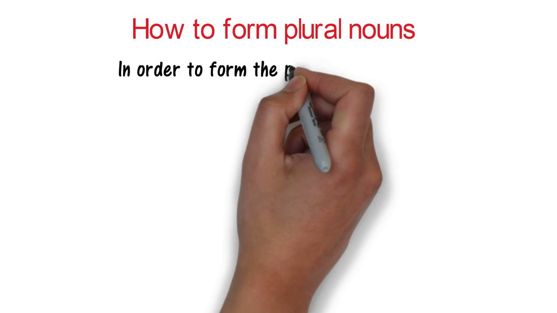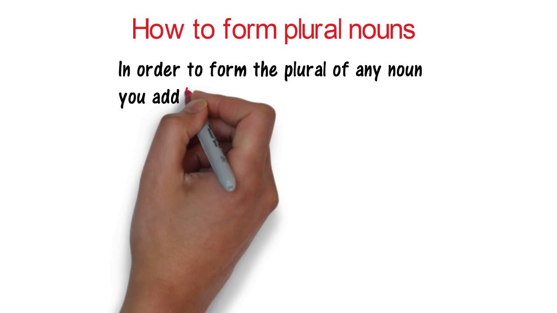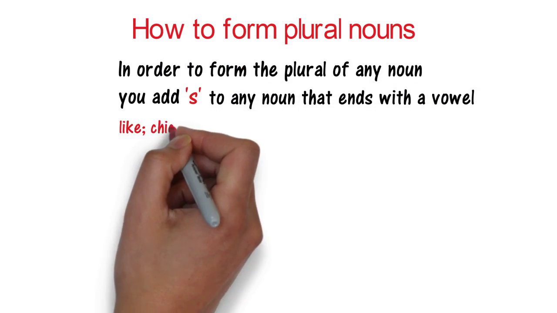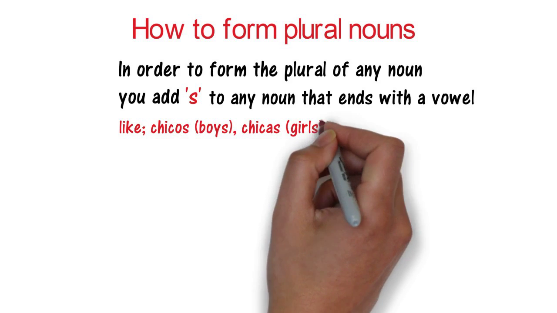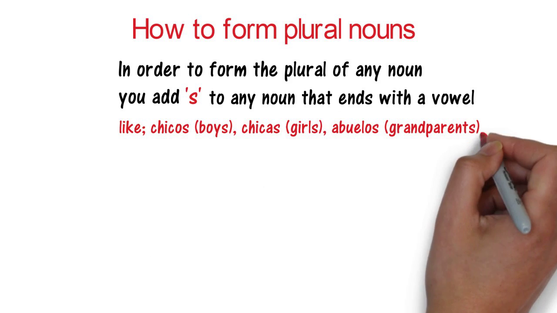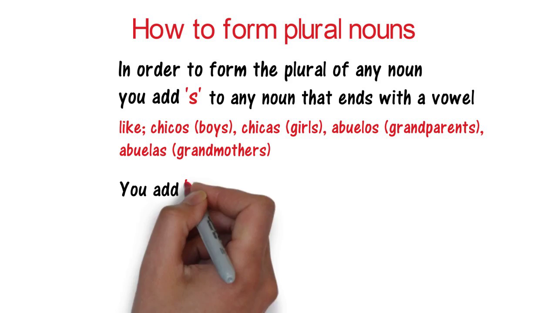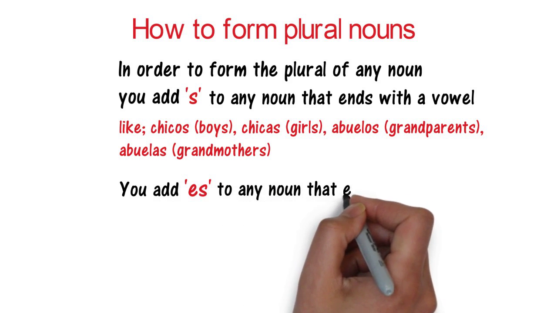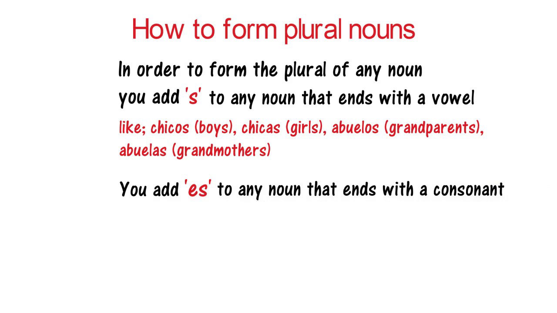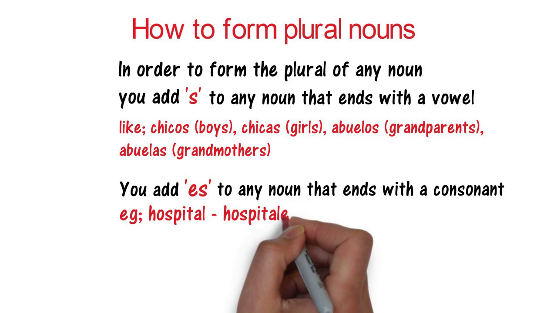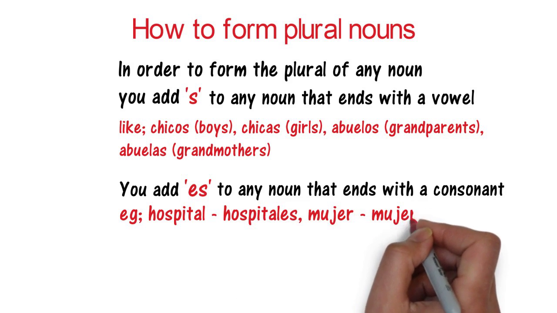In order to form the plural of any noun, you add S to any noun that ends with a vowel, like chicos or chicas, abuelos or abuelas, and you add es to any noun that ends with a consonant. For example, hospital becomes hospitales and mujer becomes mujeres. Before we continue, let's take a look at the articles.